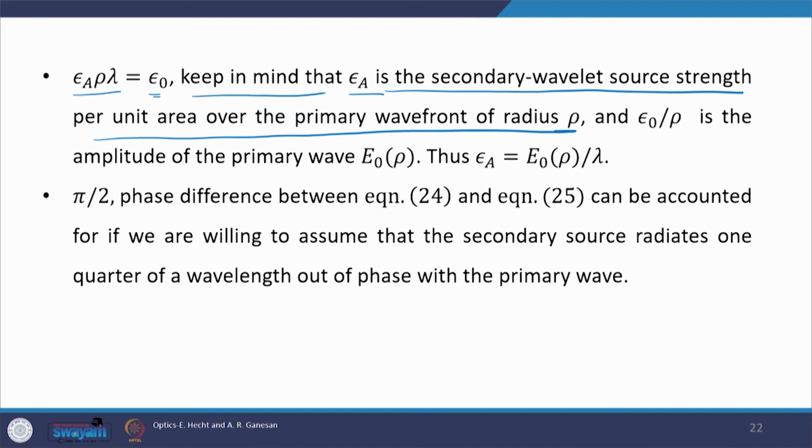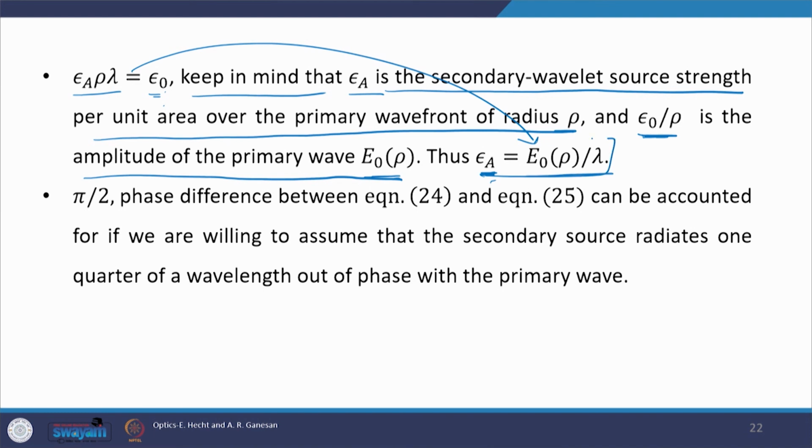Okay, and epsilon naught by rho is the amplitude of the primary wave, E naught rho. Therefore, the source strength per unit area epsilon A would be E naught rho by lambda, which is again very much clear. Okay. This came from this relation directly. Epsilon A is equal to epsilon naught by rho lambda, and we know that epsilon naught by rho is equal to E naught rho, and with this replacement we get epsilon A is equal to E naught rho, function of rho, by lambda. Okay, once we have equated the amplitude part, let us go to the phase part.